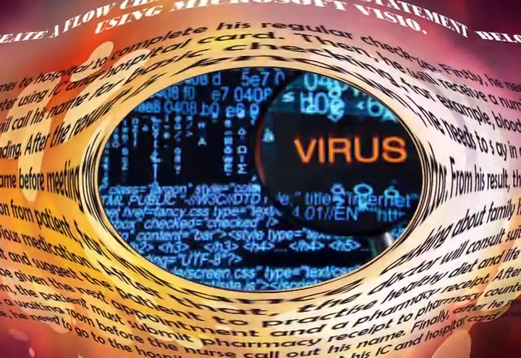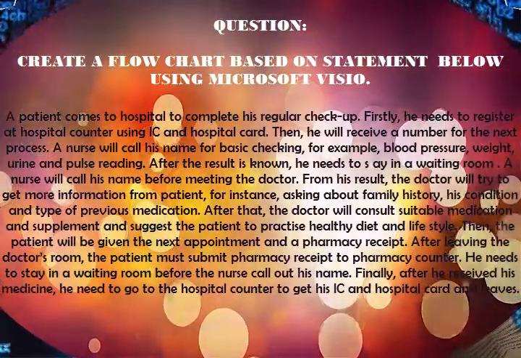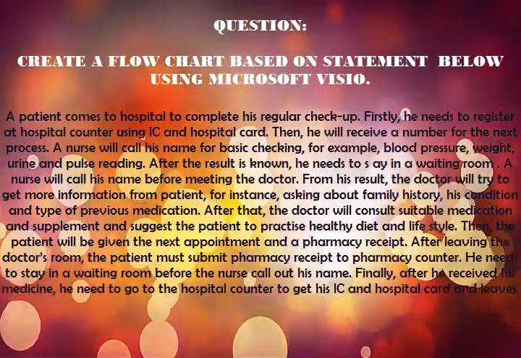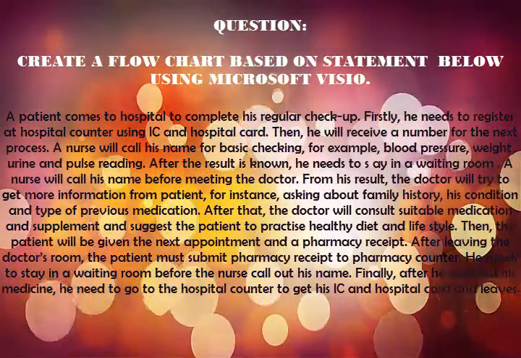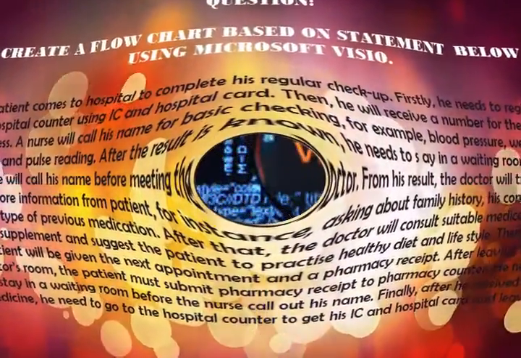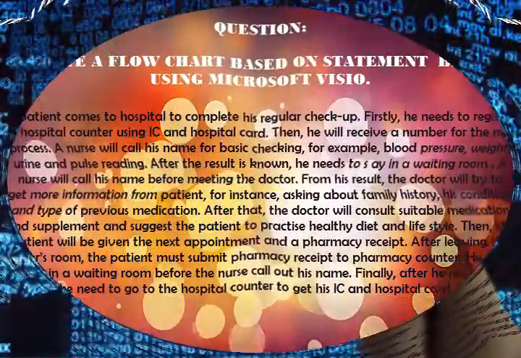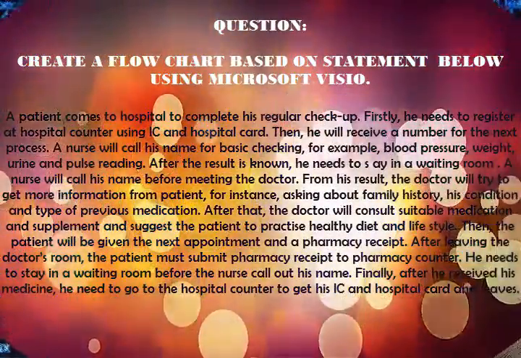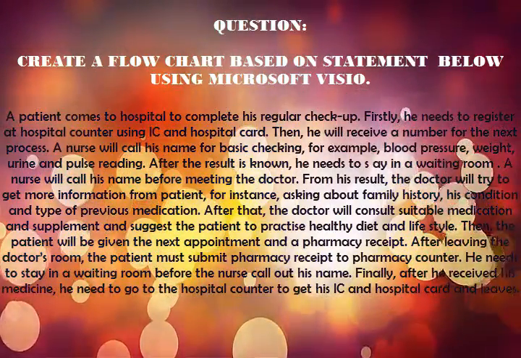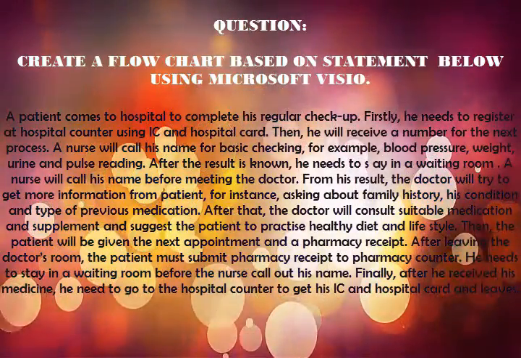After that, the doctor will consult suitable medication and supplement and suggest the patient practice a healthy diet and lifestyle. Then, the patient will be given the next appointment and a pharmacy receipt. After leaving the doctor's room, the patient must submit the pharmacy receipt to the pharmacy counter. He needs to stay in a waiting room before the nurse calls out his name. Finally, after he receives his medicine, he needs to go to the hospital counter to get his IC and hospital card and leaves.